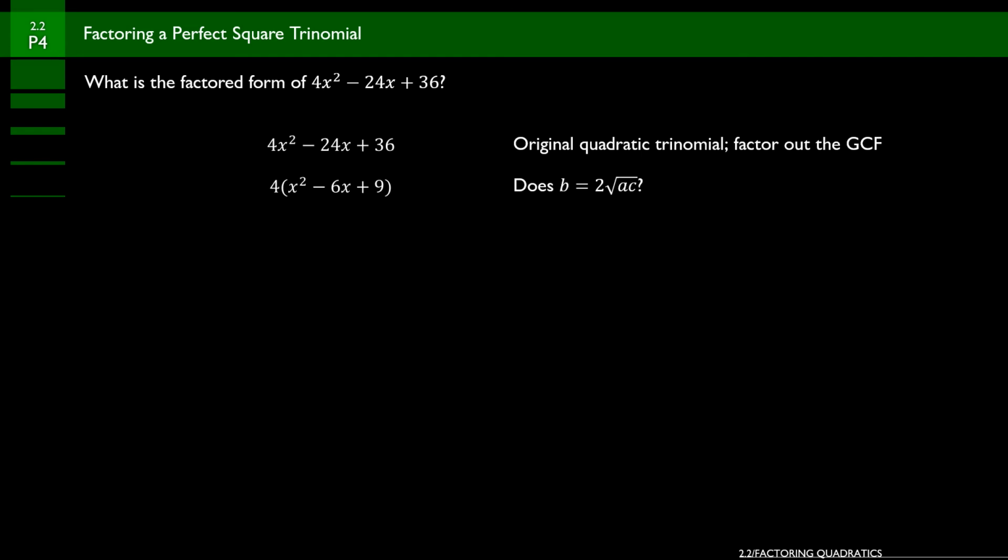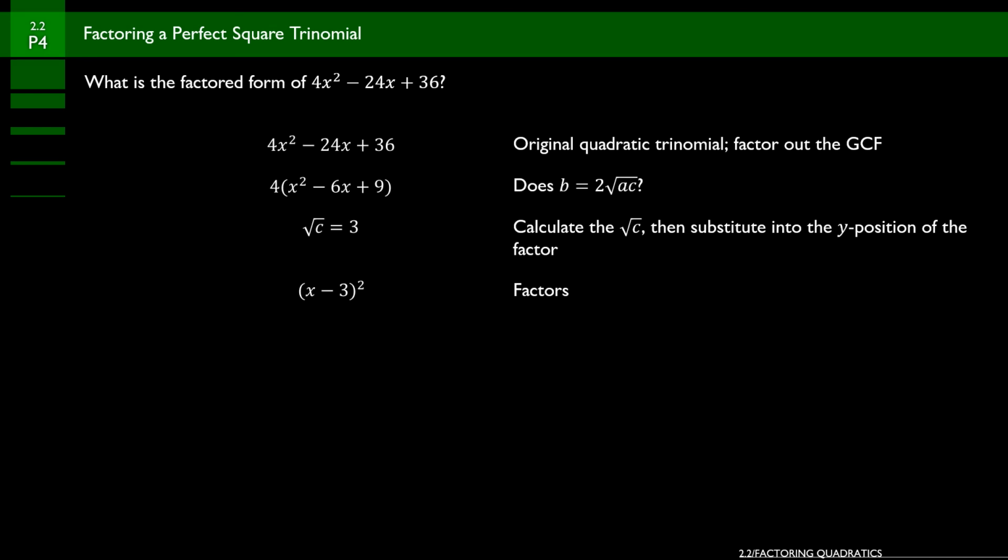Yes, it does. Then we're going to look at what is the square root of the c value. The square root of the c value is 3. So we're going to take the square root of the a value, or the ax squared, which is just going to be x. That becomes the variable in our factor. Then we take the sign that's sitting in front of the b, and that's negative, so we pull that down. And then we take our square root of c, which is 3, and that becomes the second term in the factor. So we get x minus 3, squared, is our solution.